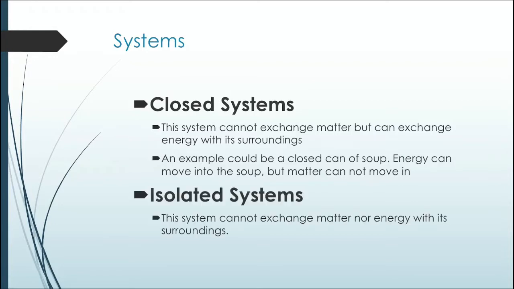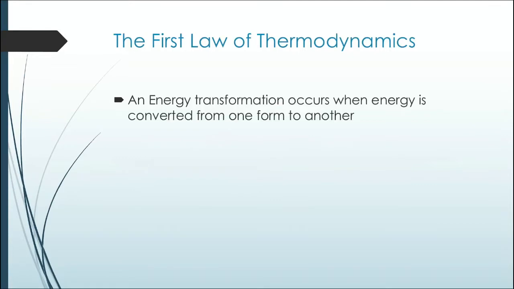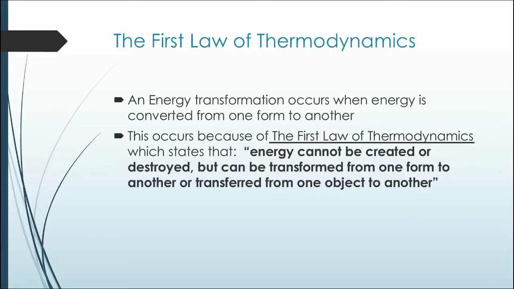And then there's isolated systems, and that's just where no energy and no matter is exchanged with the surroundings whatsoever. We don't have a lot of examples of that because it's very difficult to get an isolated system. So the first law of thermodynamics, you guys know it. I've said it a bunch of times now, and that is energy can't be created or destroyed. It's just transformed from one form into another, or one object into another. So you guys already know that one.